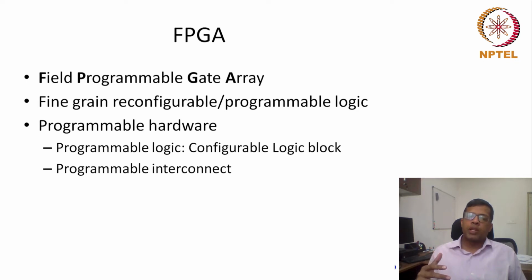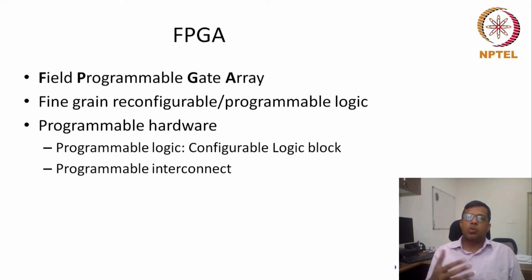This is also in opposition to coarse grain programmable logic or coarse grain reconfigurable logic. Fine grain, because each of the basic units is very small, with respect to the number of logic it can implement, the number of gates it can implement. Here most of the time the smallest unit which can be programmed is a 5 input gate or a 4 input gate or a 3 input gate. Okay, and that's why it is called fine grain reconfigurable logic or fine grain programmable logic.